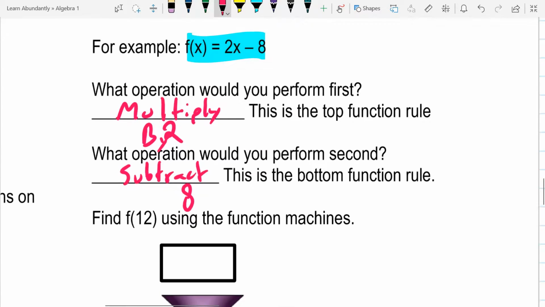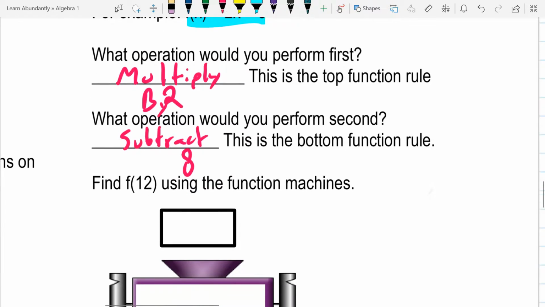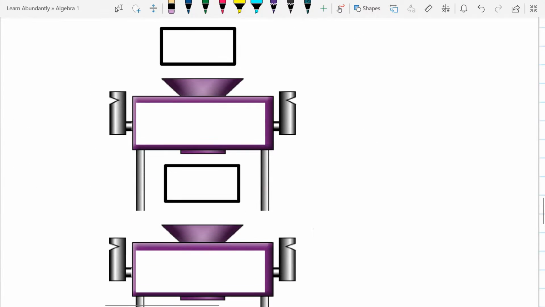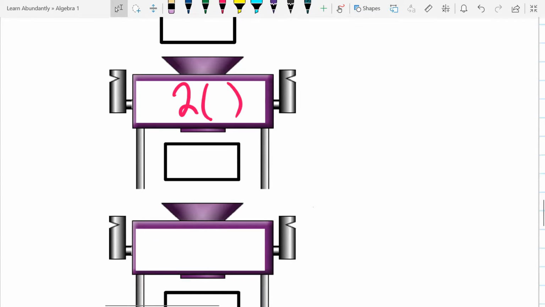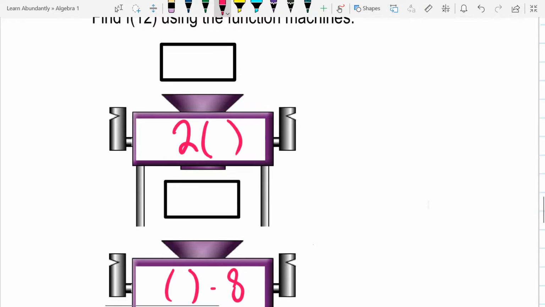So we're going to try using the function machine. You don't have to do this every time you're doing a problem. I just want to illustrate a little bit. So find f of 12 using the function machine. So we're going to write each of our rules. We're going to do 2 times our function. I'm going to actually put a blank there with parentheses to remind you that every time we do this, when we plug something in, we put parentheses around it.